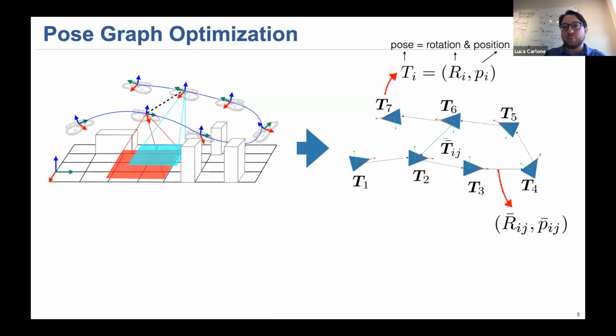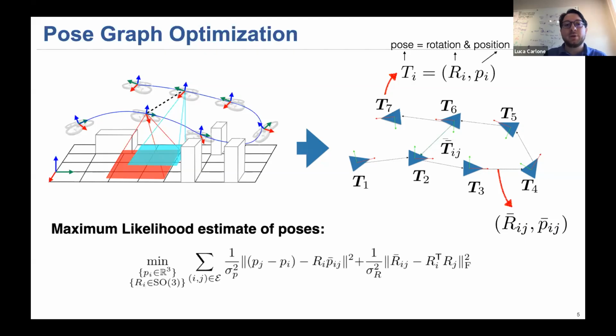So this is what is called a pose graph. And there is actually a fairly established way to compute the poses attached to the nodes of this graph, which is indeed called pose graph optimization. And not surprisingly for this tutorial, it is an optimization problem.